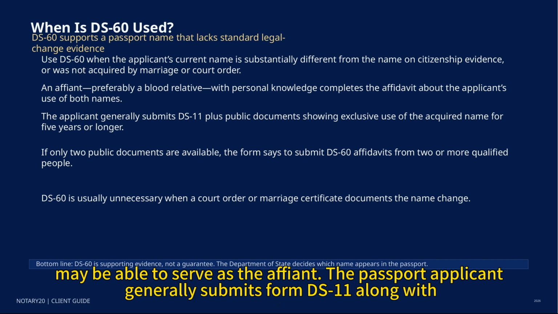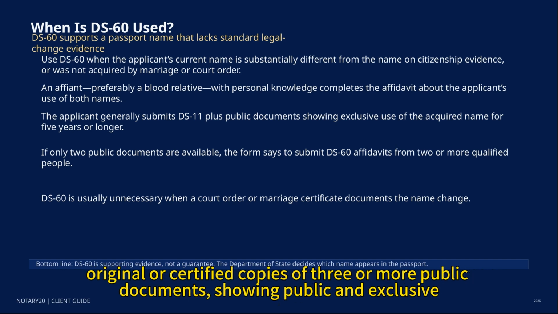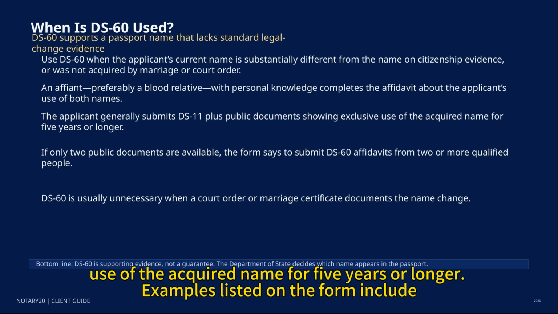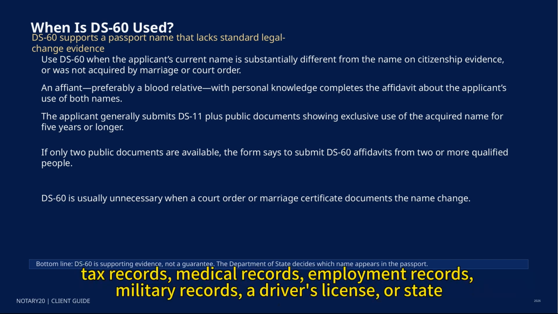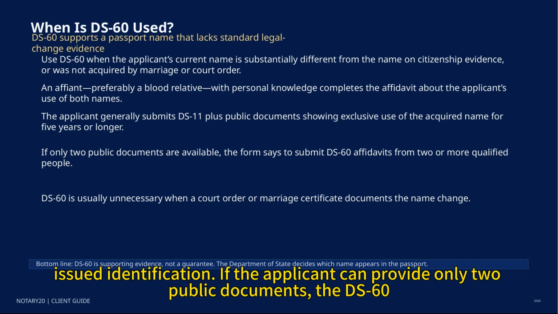The passport applicant generally submits Form DS-11 along with original or certified copies of 3 or more public documents showing public and exclusive use of the acquired name for 5 years or longer. Examples listed on the form include tax records, medical records, employment records, military records, a driver's license, or state-issued identification.